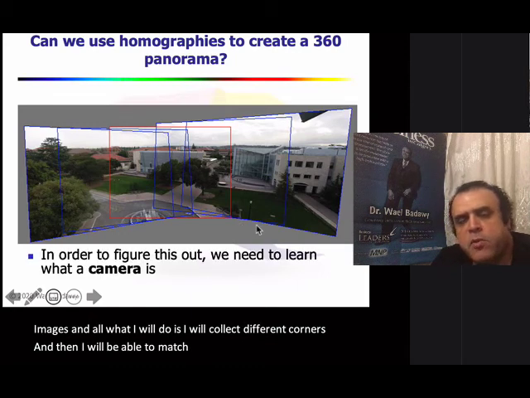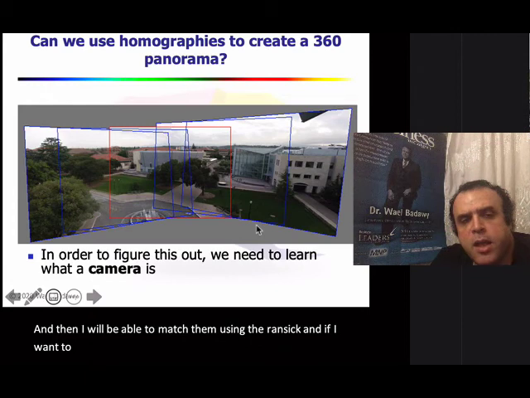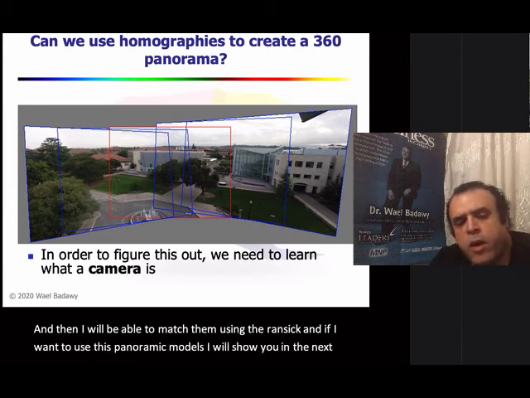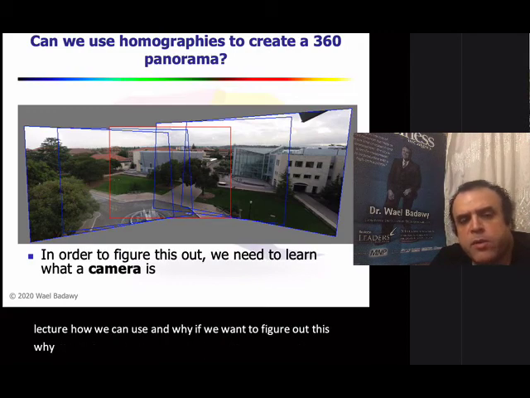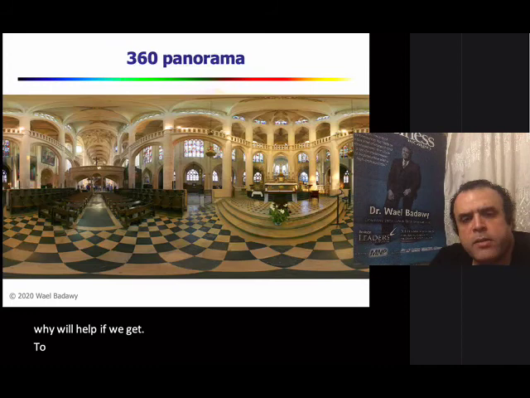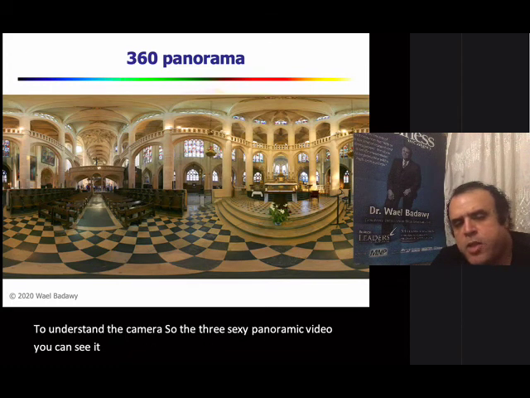If I want to use these panoramic models, I will show you in the next lecture how we can use them, and why it will help if we understand the camera. The 360 panoramic view you can see here has been built by matching images and the corners in this way.